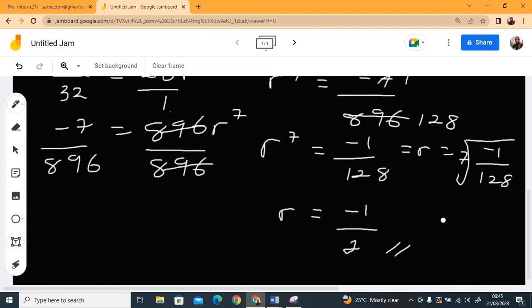This is your final answer. So in our next class, we look at the sum of terms in a GP. So let's move on.